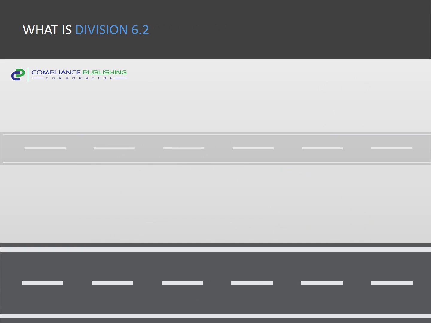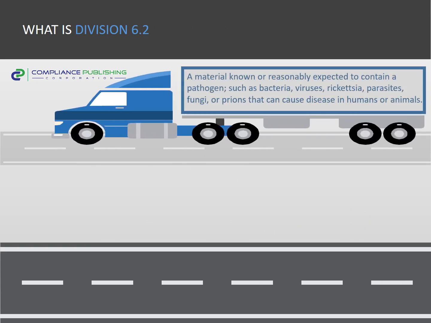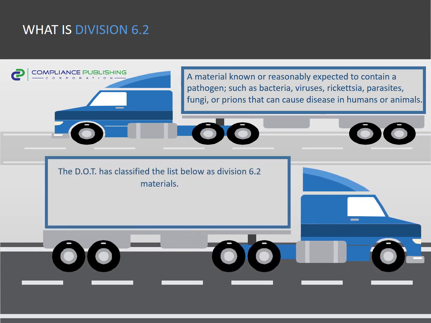What is Division 6.2? A material known or reasonably expected to contain a pathogen, such as bacteria, viruses, rickettsia, parasites, fungi, or prions that can cause disease in humans or animals. The DOT has classified the list below as Division 6.2 materials: infectious substances, biological products, cultures and stocks, regulated medical waste. For the purpose of this training, you only need to become familiar specifically with Division 6.2.